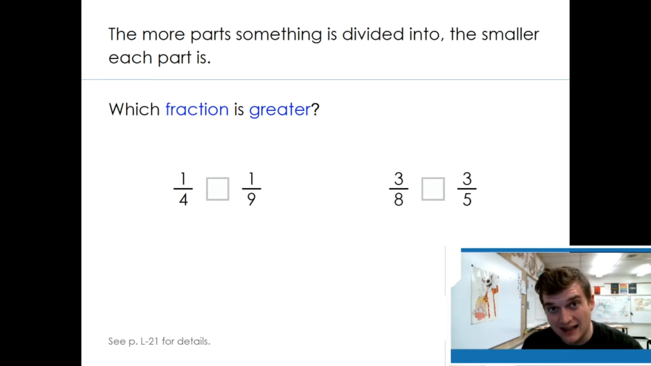Think of a cake. If you got half that cake, that would be a lot. But if you only got an eighth, that would be a tiny little slice. The more parts something is divided into, the smaller each part is. Which fraction is greater, 1/4 or 1/9? I want a bigger piece of cake, so 1/4 is greater.